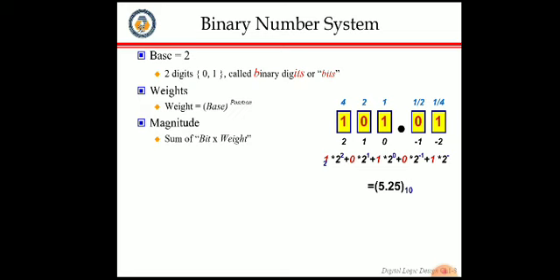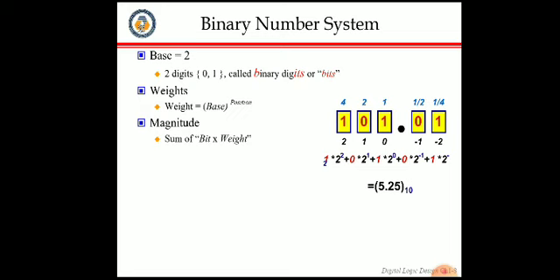And for the fractional part, 1 by 2, that means 2 power minus 1. So 2 power minus 1 means 1 by 2. That is the weight of the first position after the fractional symbol. After 2 power minus 1, we have 2 power minus 2. That is 1 by 4 is the weight.